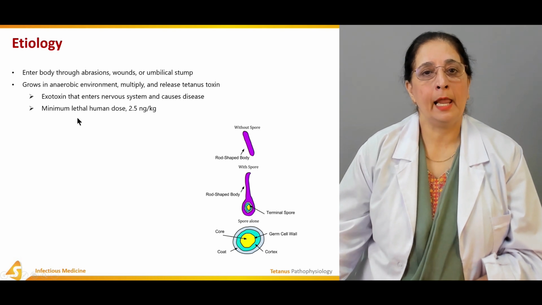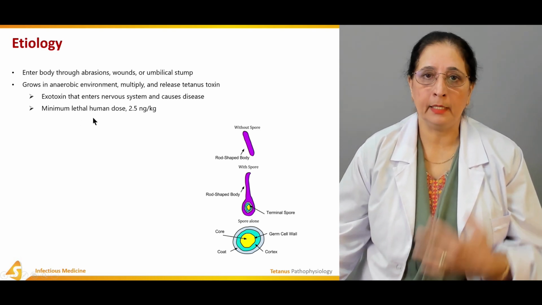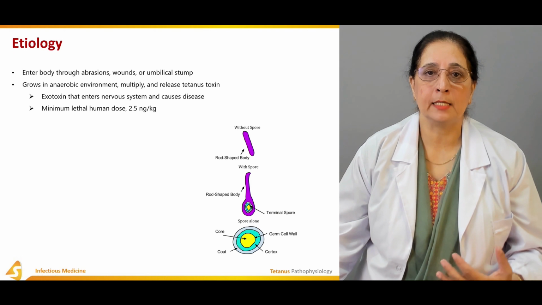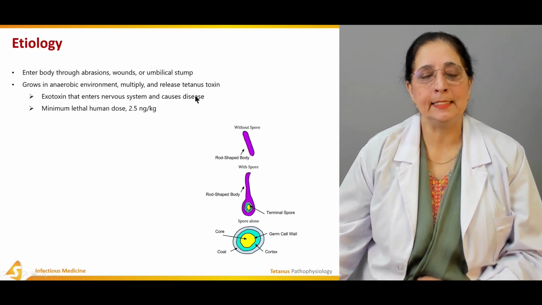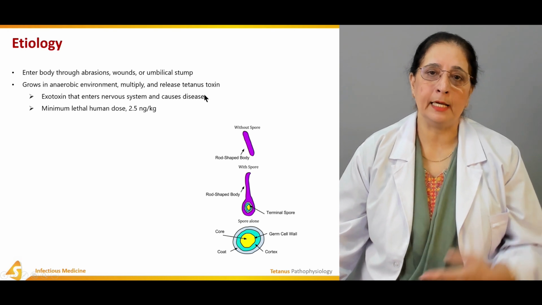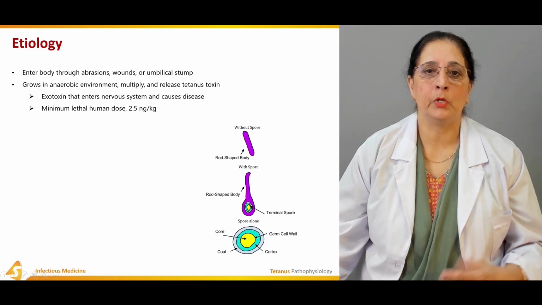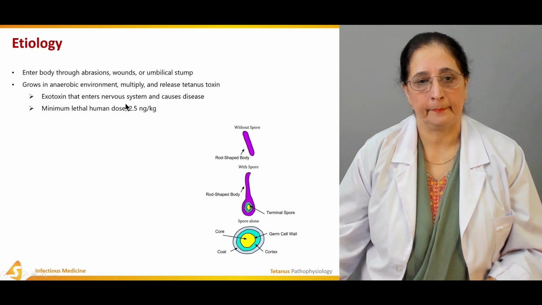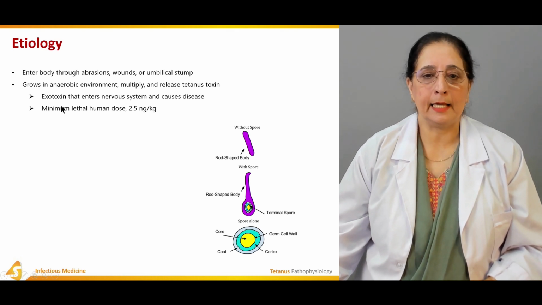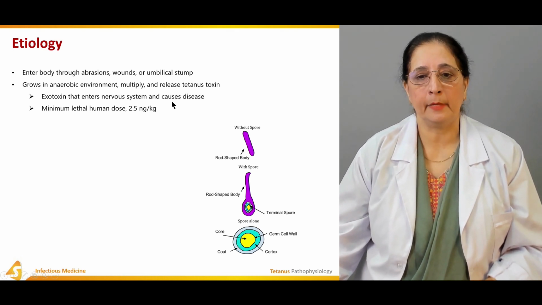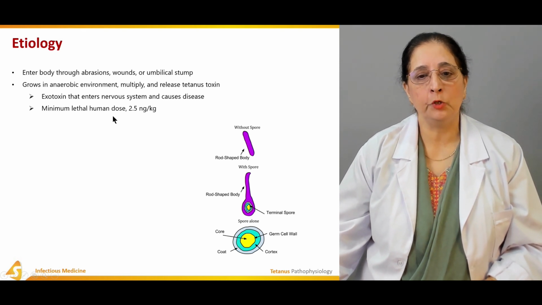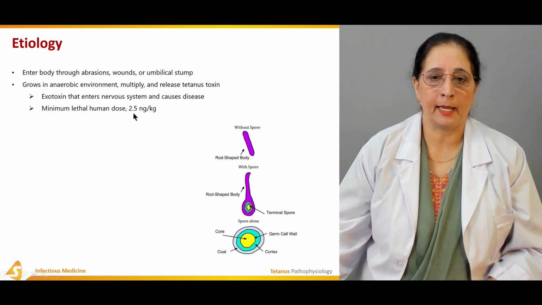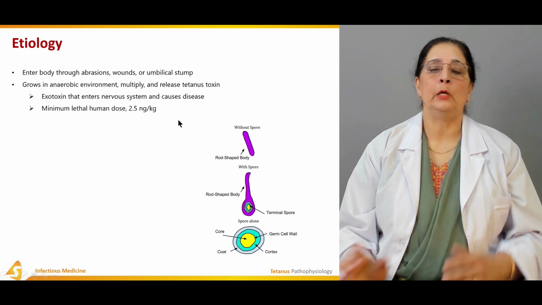It grows in an anaerobic environment, an environment which has no oxygen, multiplies and releases the toxin, which we said is the neurotoxin known as the tetanus toxin. It is an exotoxin that enters the nervous system and causes disease. The minimum lethal human dose is 2.5 nanogram per kilogram.